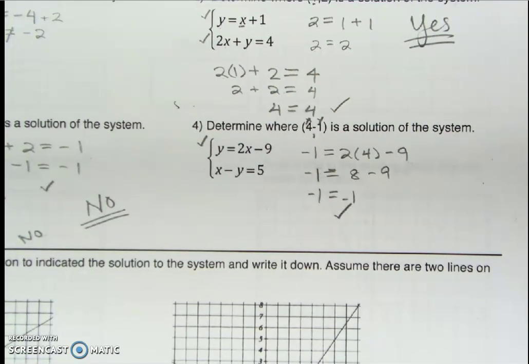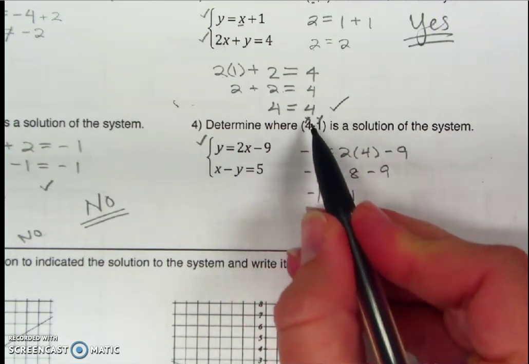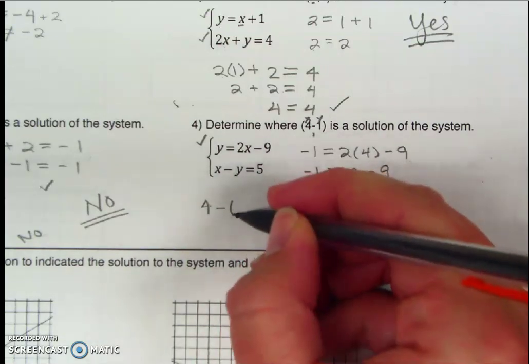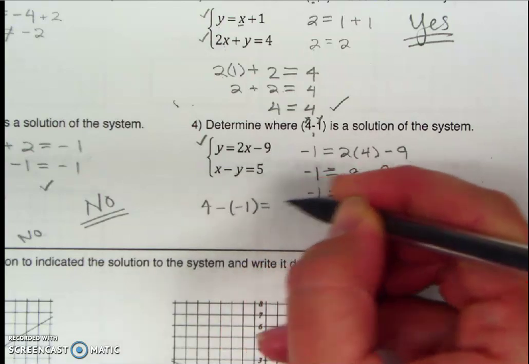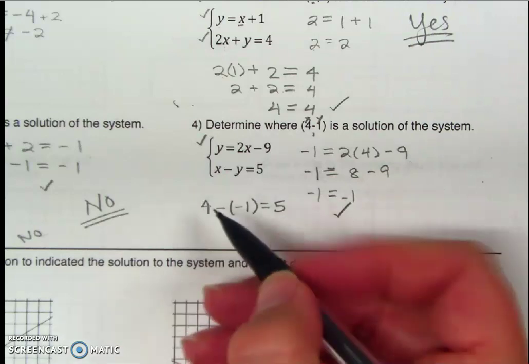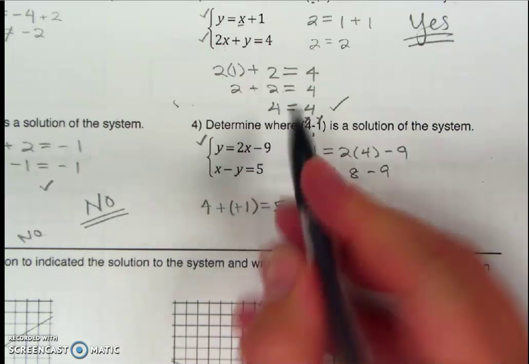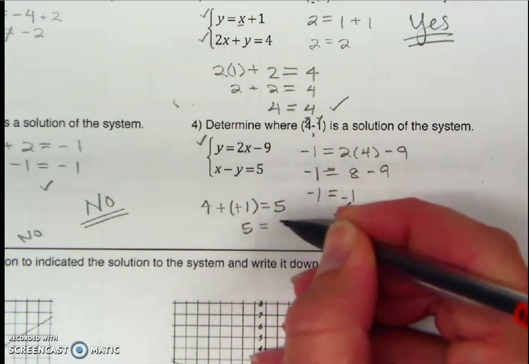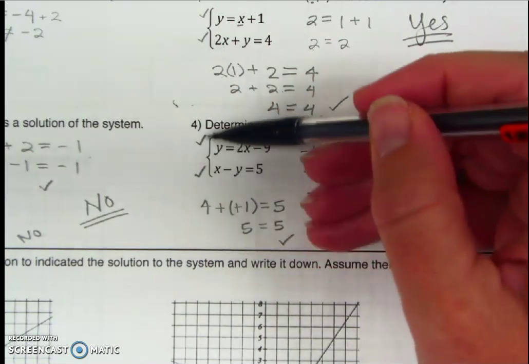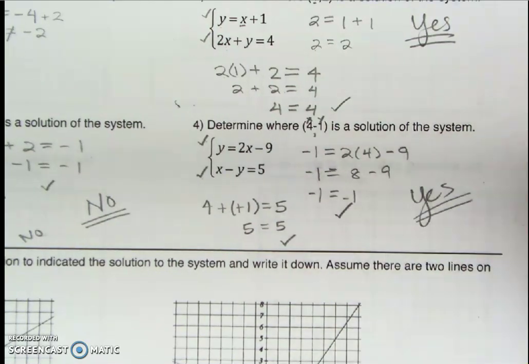But let's check the second. On the second equation, we have x minus y. So that means we would have 4 minus, and y is -1. 4 minus -1 equals 5. If you remember back in 7th grade, minus and negative means add the opposite. So that really says 4 plus 1, which is 5. And because 5 equals 5, that worked for the second equation. Because that point works for both equations, that is a solution to the system.